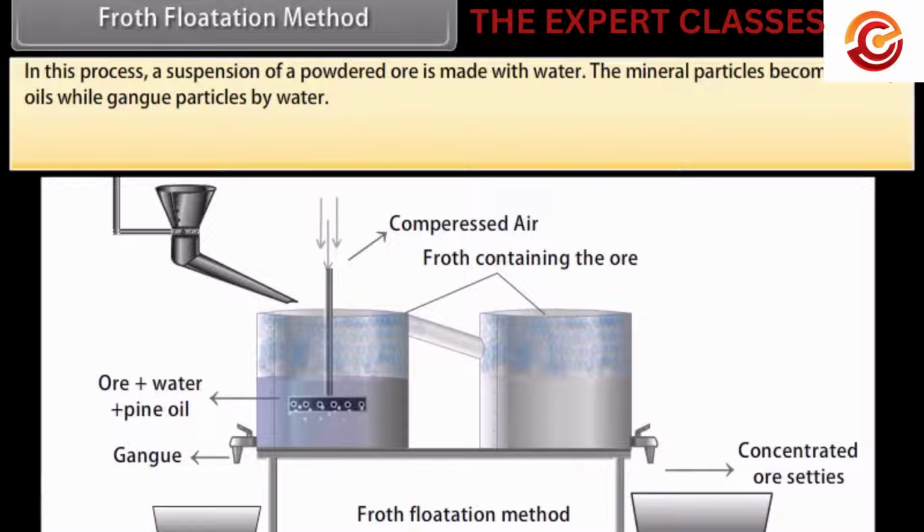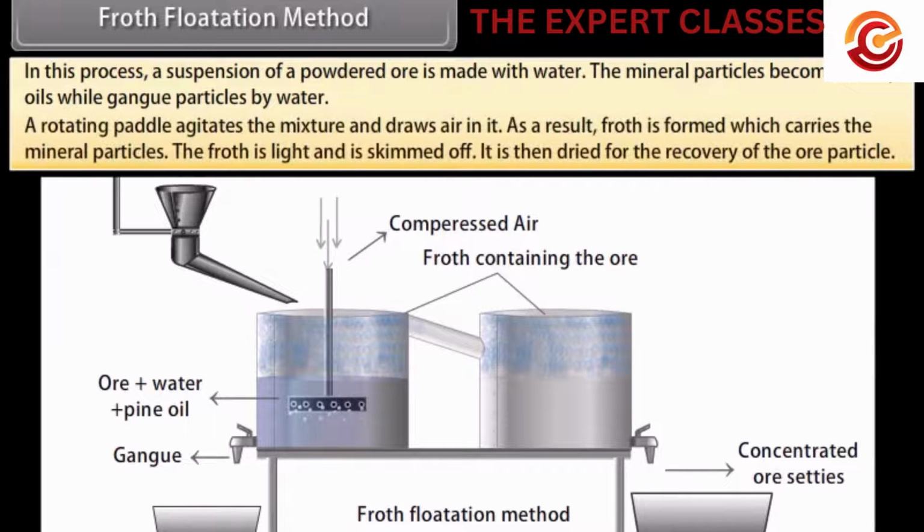Collectors like pine oil, fatty acids, and xanthates are added to it. Froth stabilizers like cresols and aniline stabilize the froth. The mineral particles become wet by oils while gangue particles by water. A rotating paddle agitates the mixture and draws air in it. As a result, froth is formed, which carries the mineral particles. The froth is light and is skimmed off. It is then dried for the recovery of the ore particles.